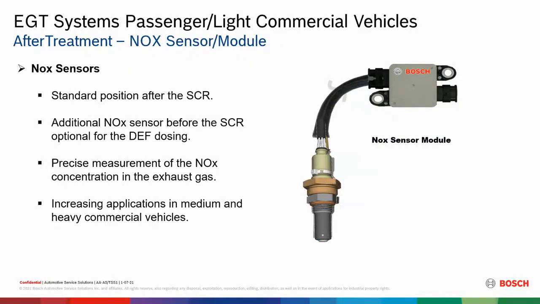So again, the NOx sensors are smart sensors too. They've got their own module in them. The signal's so low they can't distribute that all the way up. They put it over the CAN data bus and deliver it to the modules that are needed. Standard position is after the SCR, with additional ones that can be put in as an option prior to that. Precise measurement of the NOx concentration.